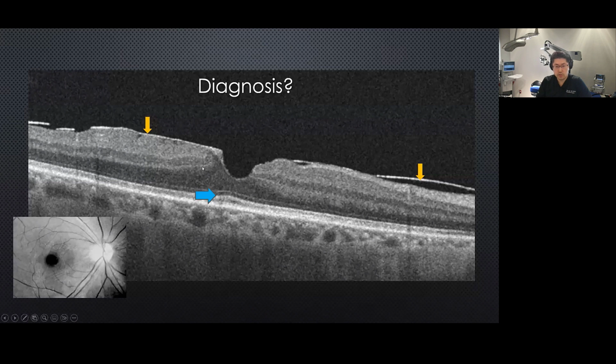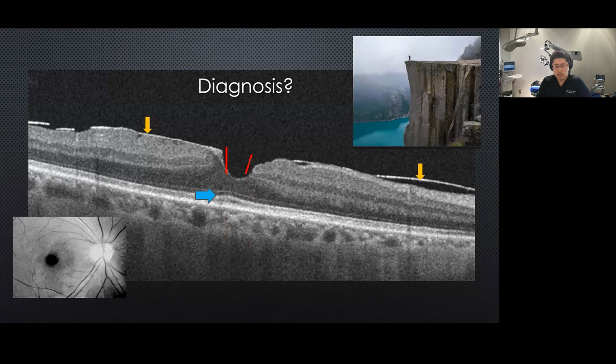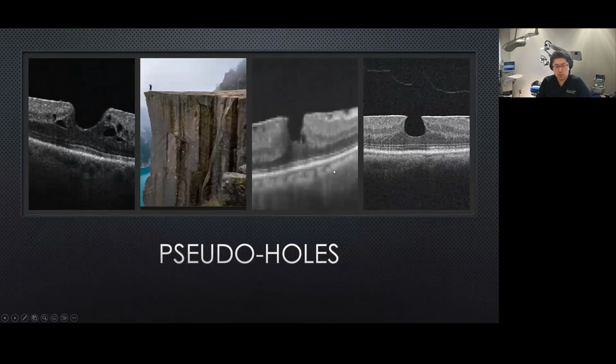But what are its features? The feature is that its foveal depression is very exaggerated. And you can see that the edge of the foveal depression is straight and smooth, almost like someone standing on the side of a cliff. And this is a condition called a pseudohole.